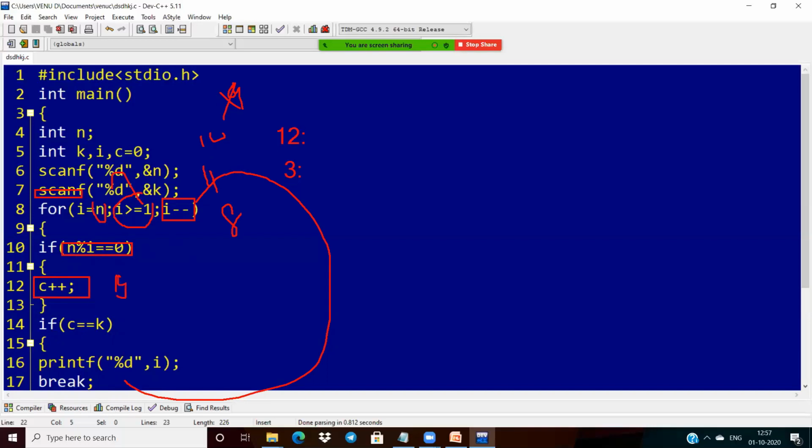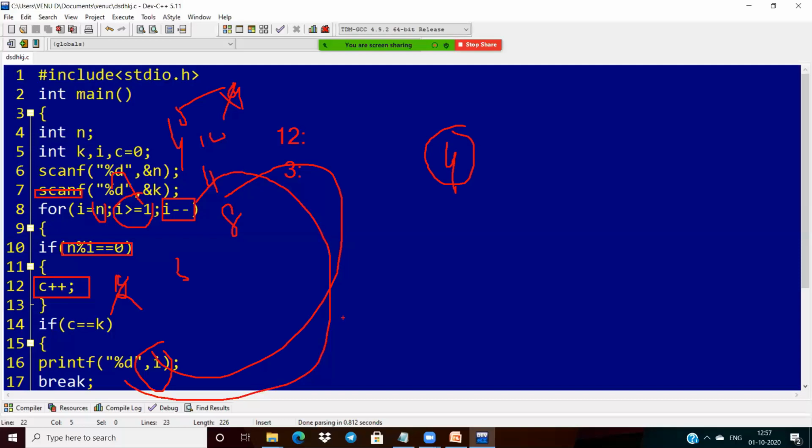Then count will be 2. C value is 2, K value is 3. Is 2 equal to 3? No. So again I will be decremented to 5. Is 5 greater than or equal to 1? Yes. 12 percentage of 5, no. Then I is decremented to 4, and 4 is greater than or equal to 1. 12 percentage of 4, is it equal to 0? Yes. C will be incremented to 3. Count is 3 and K value is 3. Is 3 equal to 3? Yes. What is the value of I right now? 4. That's why your output will be 4.